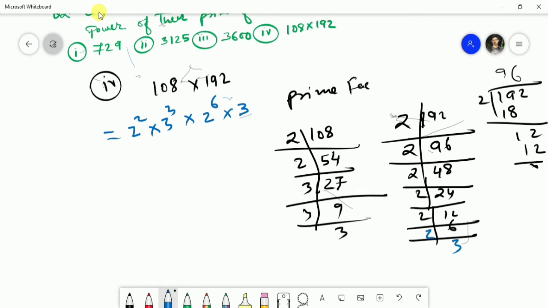So what can we do? 1 means 1 power is there. So we know to add the powers: 2 power 2 plus 6, into 3 power 3 plus 1. So 2 power 8 into 3 power 4. So this is your answer for this one. I hope this was easy for you, and I hope you understood properly.